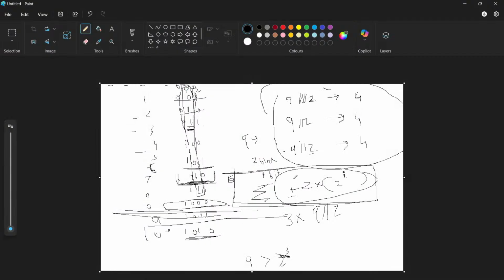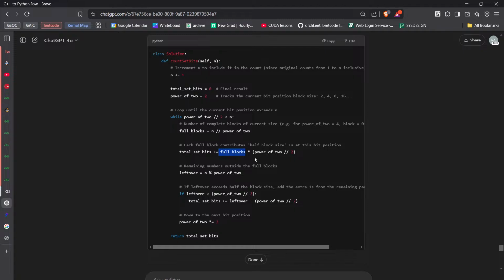How many full blocks are there? 3, right? Oh, I did this calculation. Full blocks multiplied by power of 2 divided by 2. Wait, their power of 2 is not 9. Achha, they're starting from 2 and then they'll multiply, I guess, ahead. Then remaining numbers outside the full blocks, left over, is equal to n modulo power of 2. Okay.